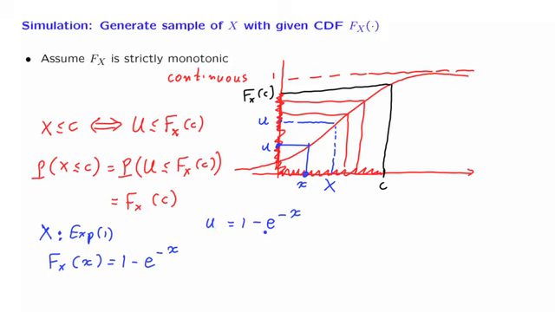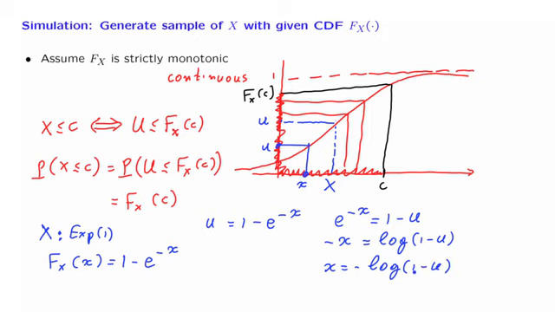Let's find the formula that takes us from u's to x's. So we need to solve this equation. Let's send u to the other side and let's send this term to the left-hand side. We obtain e to the minus x equals 1 minus u. Let us take logarithms. Minus x equals the logarithm of 1 minus u. And finally, x is equal to minus the logarithm of 1 minus u. So this is the inverse function.